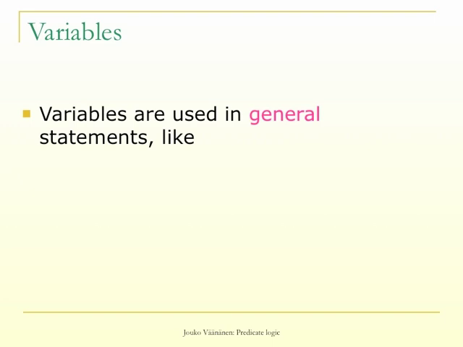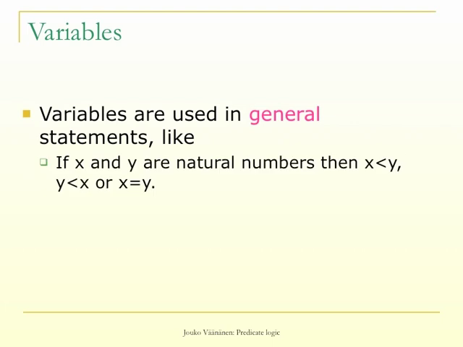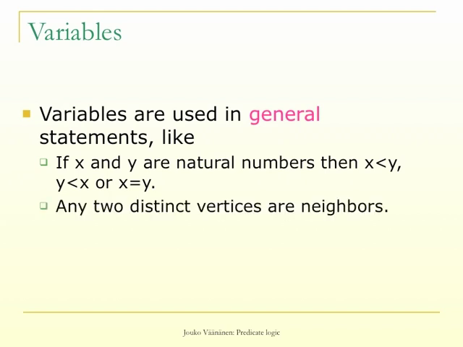Variables. Variables are used in general statements, such as if x and y are natural numbers, then either x less than y, or y less than x, or x equals y. Any two distinct vertices are neighbors. Every tile is red or blue.